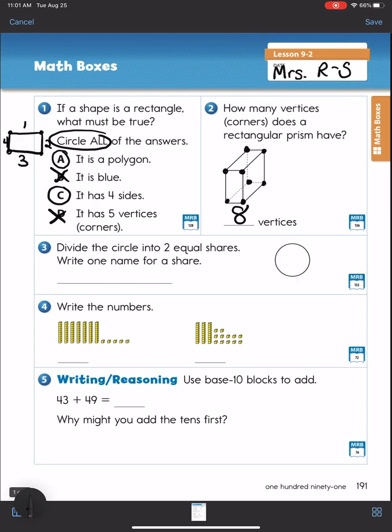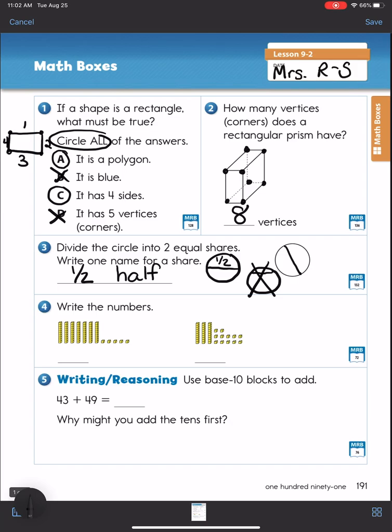Number 3, divide this circle into 2 equal shares. Well, I'm going to draw a couple different ways to do it. I'm just sketching, so they're not perfect, but I could divide it here. I could divide it here. But if I divide it here, this is not equal. Bad. Okay, write one name for a share. Well, there is 1 share out of 2, which means this is 1 out of 2, or a half. H-A-L-F.